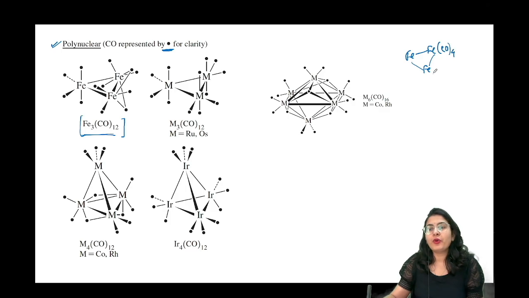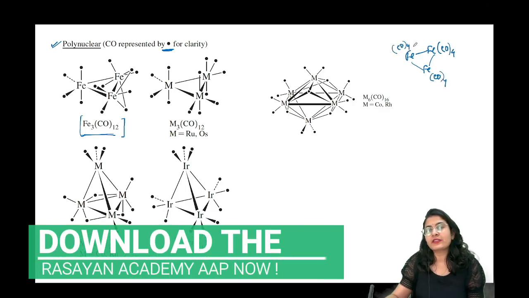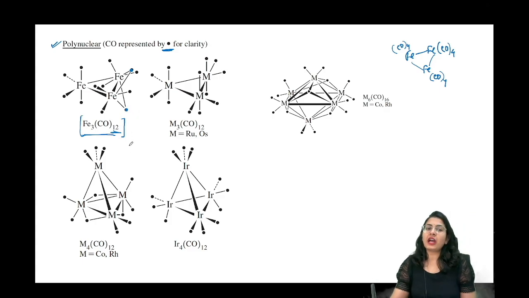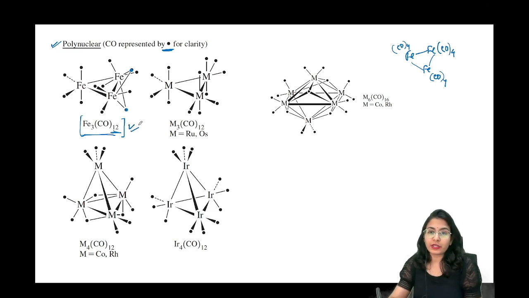there will be like 4 carbonyls with each iron, because that is going to sum up to 12. So by theory you can only say this, but by IR spectroscopy you can say that there are 1 and 2 bridging carbonyls present in this molecule. Alright, so yes, this is how the structure is going to be.